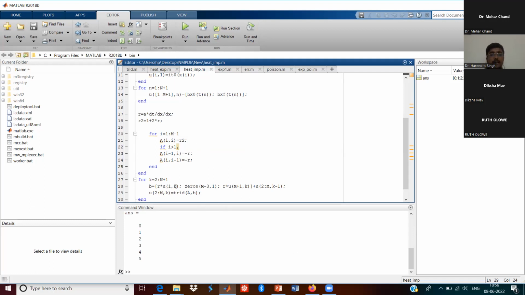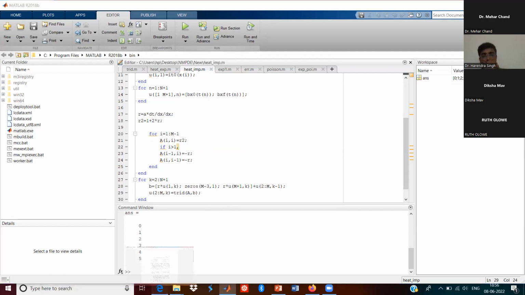That system will be a tridiagonal system. First I will show you what a tridiagonal system is, then you will get the point.